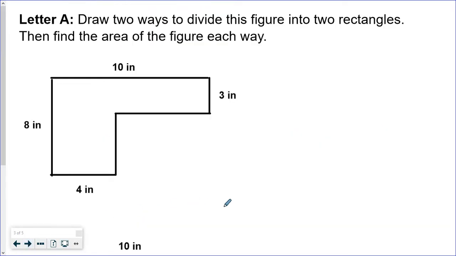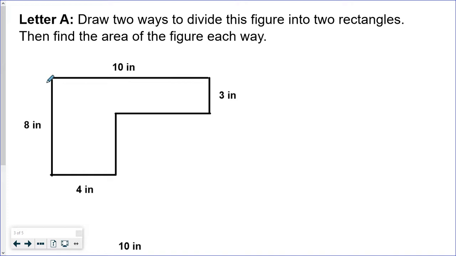Let's take a look at a couple of problems that are actually in your practice set. This is actually letter A. I thought it'd be a good idea to go over this because there's a couple of points to this one. The directions tell us to draw 2 ways to divide this figure into rectangles. Okay? Then it also says to find the area of the figure each way. So you're going to have a couple points for drawing and a couple points for work.